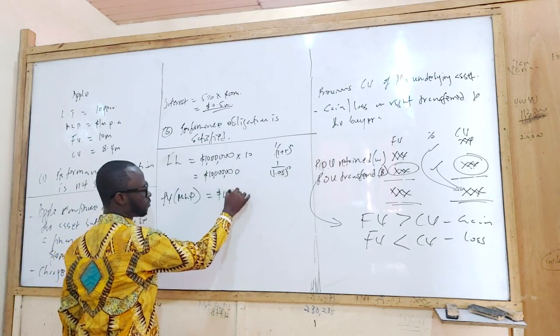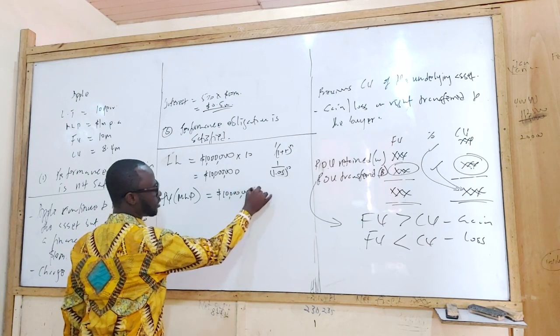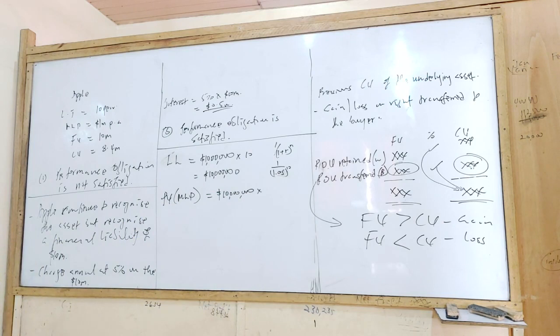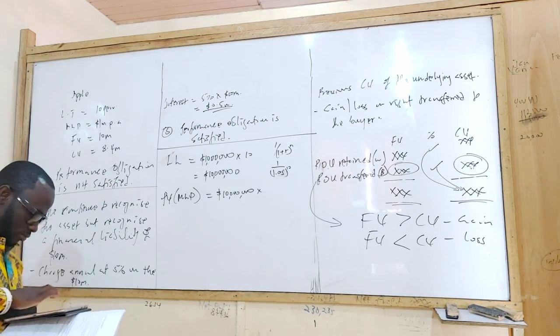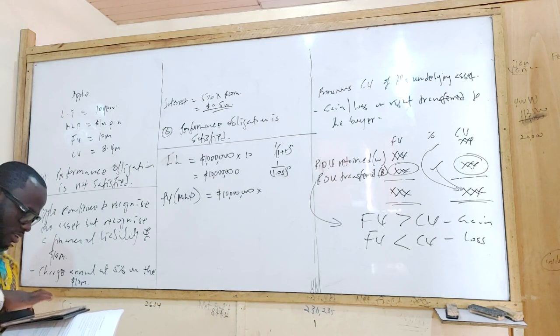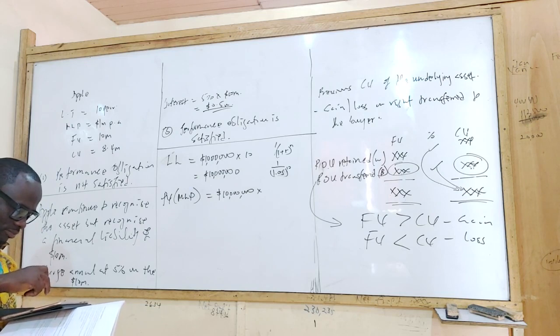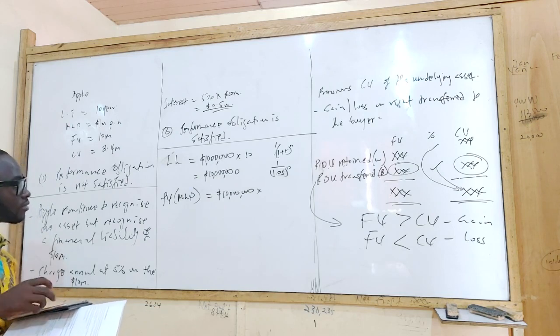So 10 million times... I think I had the annuity factor directly here. 0.6139. Let's see. I think I had it direct in my slide. What did you get? 0.6139.